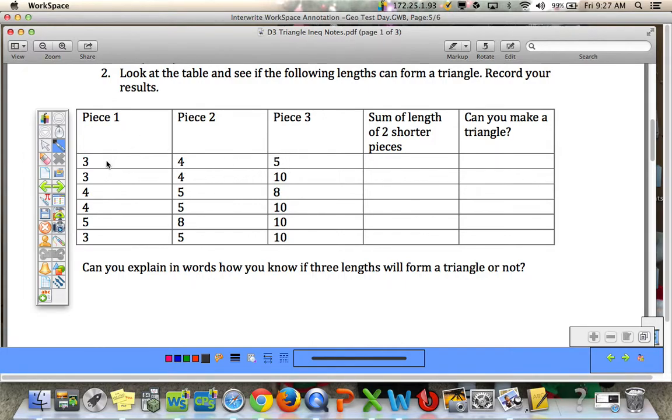So if you have a piece that's 3, 4, and 5 centimeters long, the sum of the 2 shorter pieces is 3 plus 4 is 7. And this will be able to make a triangle. If you have piece 1 as 3 and piece 2 as 4, the sum of those is 7. And if the longest side is 10, that will not make a triangle. If the 2 smaller pieces are 4 and 5, that sum is 9. And piece 3 is 8, that will make a triangle.